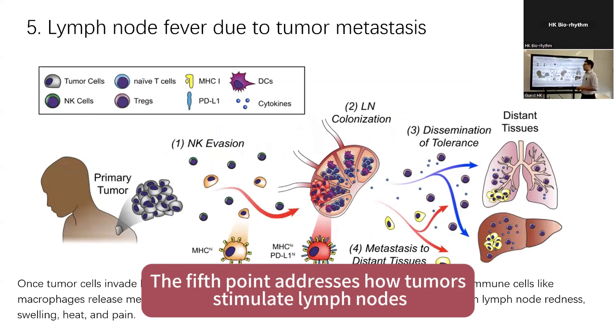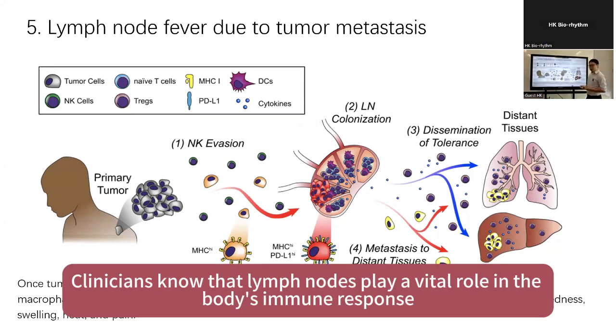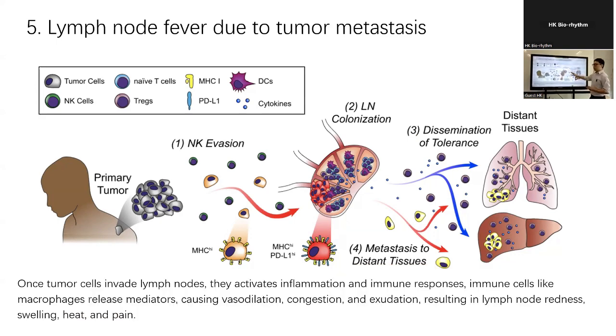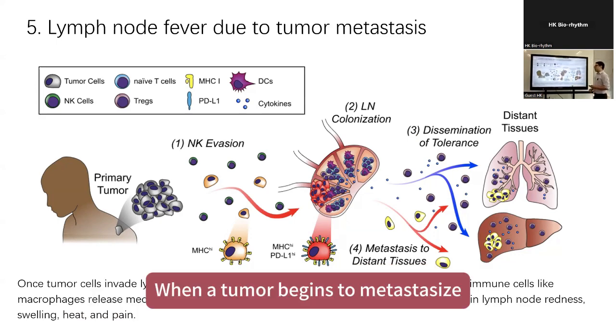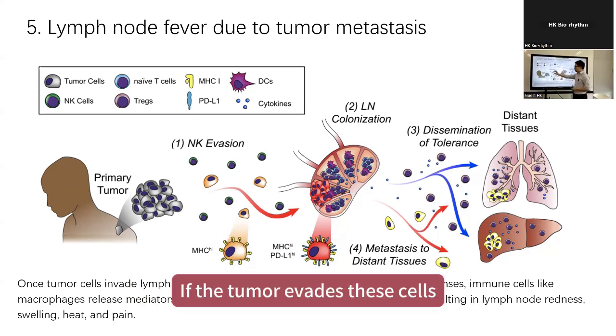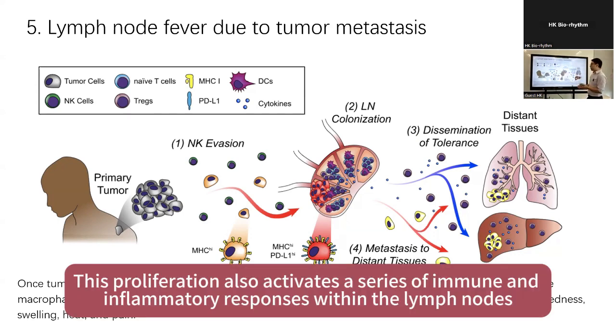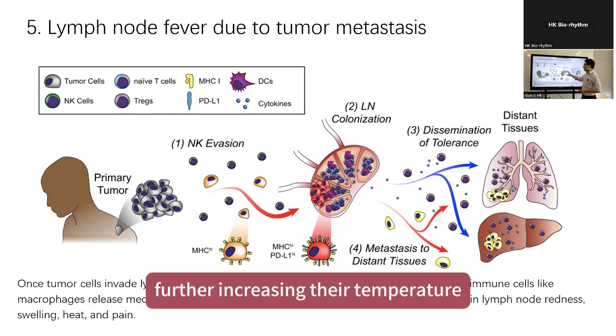The fifth point addresses how tumors stimulate lymph nodes, crucial immune organs involved in tumor metastasis. Clinicians know that lymph nodes play a vital role in the body's immune response. When a tumor begins to metastasize, it first encounters natural killer (NK) cells. If the tumor evades these cells, it may enter the lymph nodes, proliferate, and generate heat. This proliferation also activates a series of immune and inflammatory responses within the lymph nodes, further increasing their temperature.